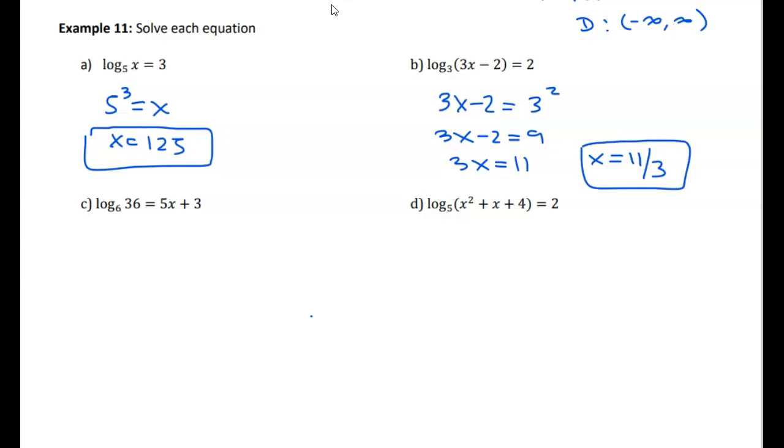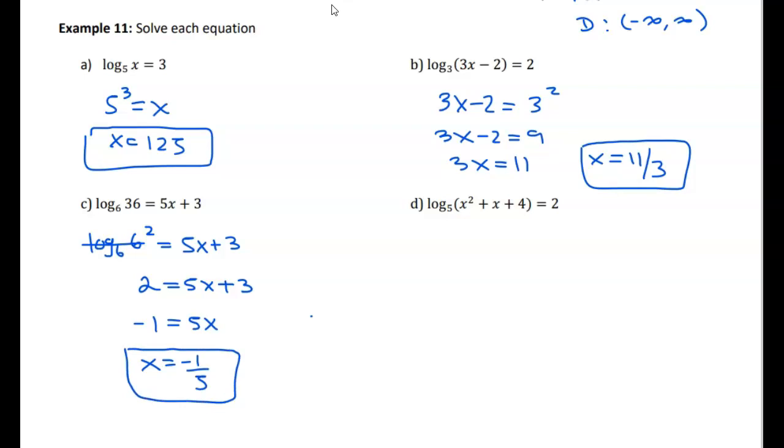Now let's look at this. So this one, we don't want to change it to exponential form because it's going to make it more difficult. We want to see if we can simplify this. So I have log base 6 of 36, which means 6 to the 2. And if the bases match, we can cross them out, and we just get 2 equals 5x plus 3. So negative 1 equals 5x, so x equals negative 1 over 5.